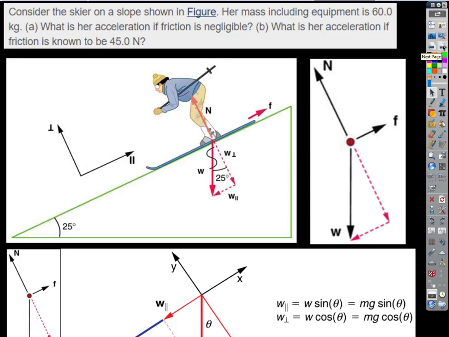Okay, what about this one? Let's look at this skier. I like this one. If we get through this today, this would be good. Consider the skier on the slope. Her mass, including equipment, is 60 kilograms. What is her acceleration if friction is negligible? And what is her acceleration if friction is known to be 45 newtons?